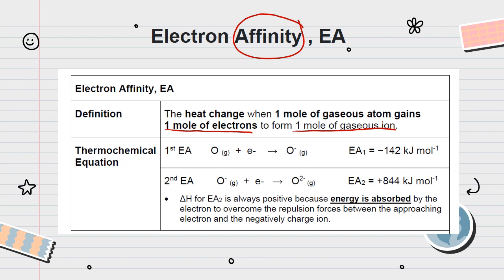So let's see the thermochemical equation. The first one is the first electron affinity. As you can see here, it's from the oxygen gas. It attracts 1 electron, so it will become O minus gas. And this is the first electron affinity. When a gaseous atom changes to O minus gas by attracting an electron, that is the first EA, and the value is negative.